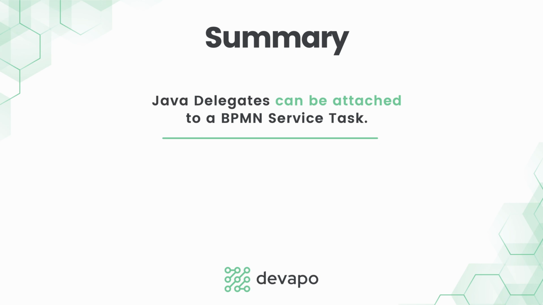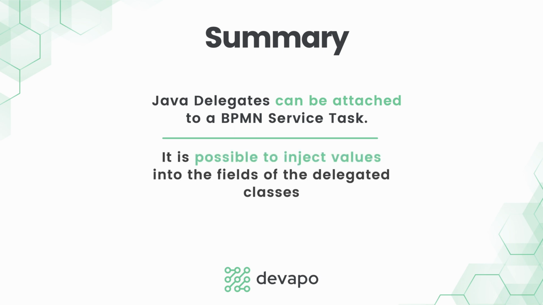Java delegates can be attached to a BPMN service task. To implement a class that can be called during process execution, this class needs to implement the Java delegate interface and provide the required logic in the execute method. When process execution arrives at this particular step, it will execute the logic defined in that method and leave the activity in the default BPMN way. Process instance information, such as process variables and other information, can be accessed and manipulated through the delegate execution interface. It is possible to inject values into the fields of delegated classes. The injection happens each time the service task is called, since a separate instance of the class will be created.